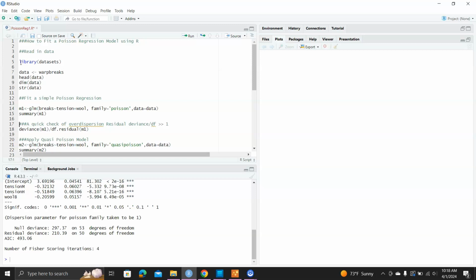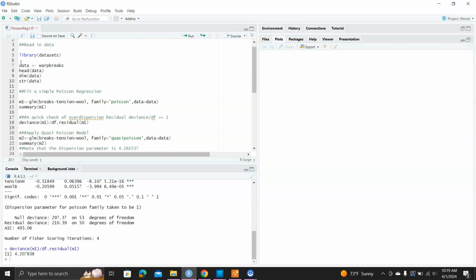Another important piece of information is the null deviance, the residual deviance, and the AIC value. That's where you can grab the AIC value. As we know, a quick check for overdispersion is to look at the residual deviance over the degrees of freedom. If this ratio is far away from 1, then overdispersion is a concern. For this model, this is 4.2, which is a little bit far away from 1, so we think overdispersion is an issue here. This is because in the Poisson distribution, the variance equals the mean. That's the famous property of the Poisson distribution.